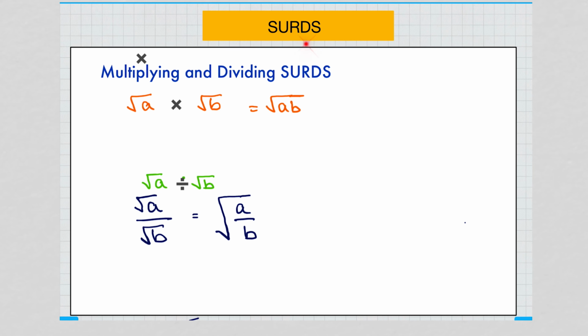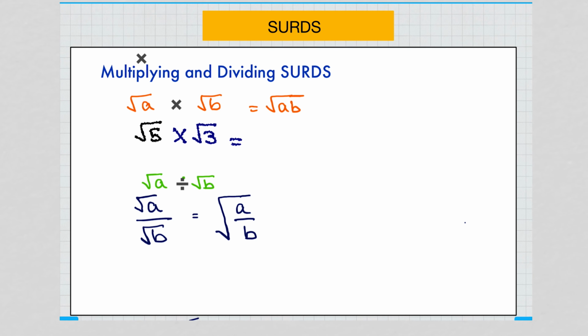In this video we are going to learn about surds, and the first thing we will learn in surds is multiplying and dividing surds. So if you have root a times root b, here we are multiplying two things which are in surd form. What we can do is write them together. Let's say we have root 5 times root 3.